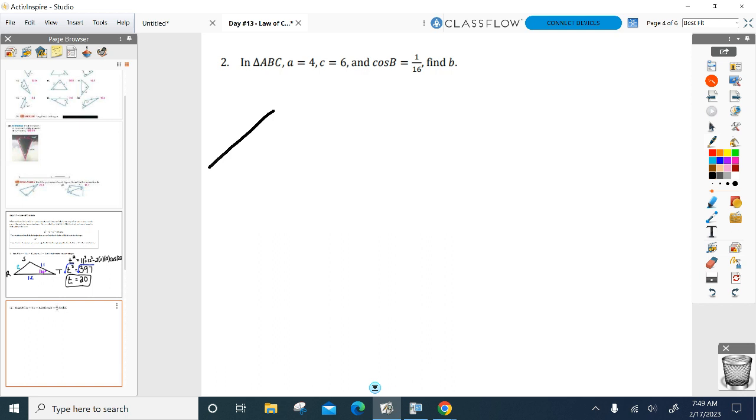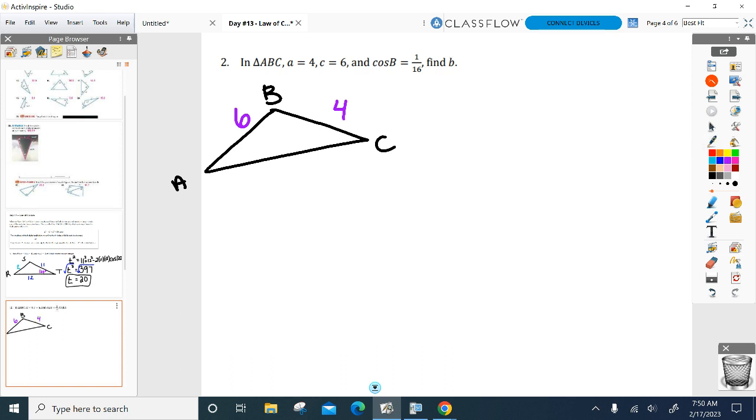Triangle ABC again. You guys know how to do these diagrams well. Side A is 4. Side C is 6. All right, a little different now. Cosine of B is 1/16. Watch how this changes our formula now, because that's not degrees anymore, so that's going to change what we plug into the formula.